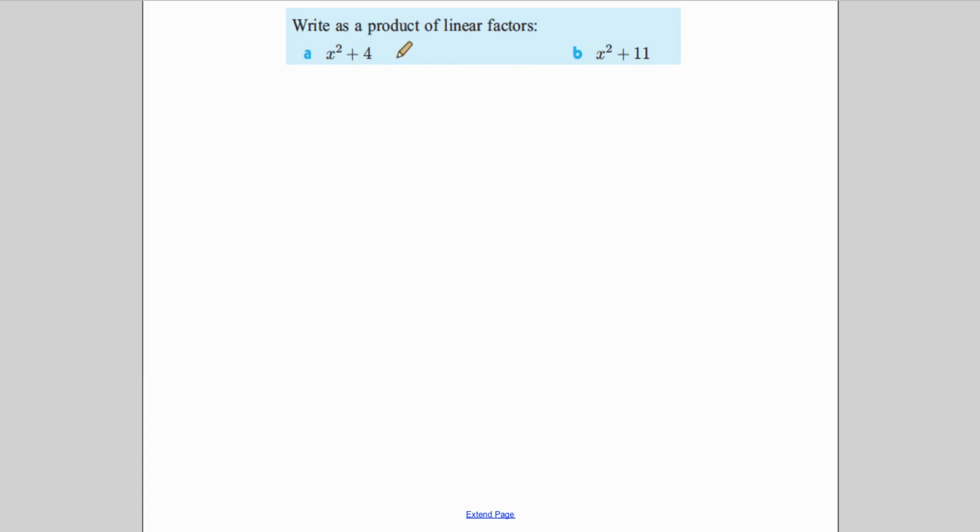Well, what we have to be thinking here is right now we are unable to write it as the product of linear factors. Usually if we had something like a squared minus b squared, we can always write that as a plus b times a minus b within the real number system.